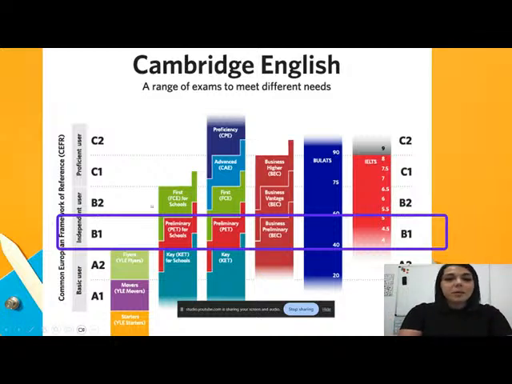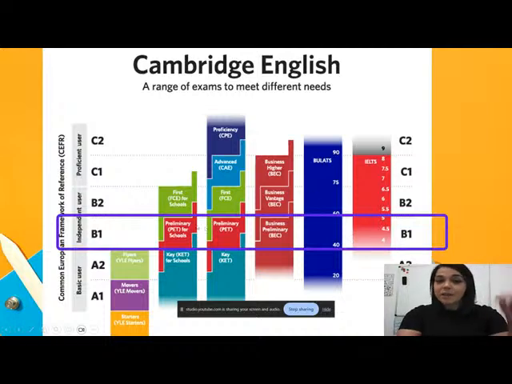So the exam that we're focusing on today is at the B1 level, as you can see here. And as you can see in the table, there are several different exams at this level that you could choose to take. The one that we're focusing on today is the preliminary PET exam, this one here in the middle. But all of the other exams in this purple rectangle are of the similar level.